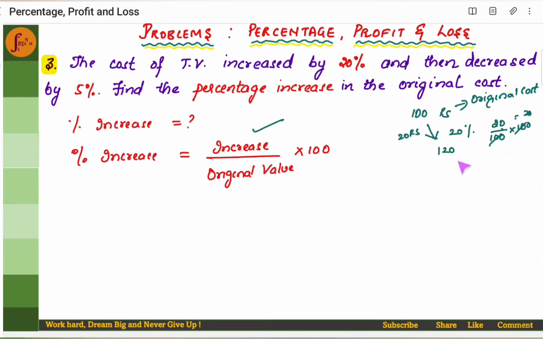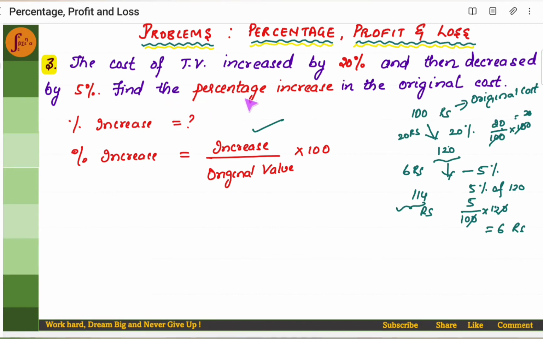Now, after increasing it to 120, you are decreasing it by 5%. So now you'll have to find what is 5% of 120. Nothing but 5 by 100 into 120. You will calculate and get 6 rupees. 5% of 120 is 6 rupees. So now 120 minus 6 is 114. This is the final price, 114 rupees.